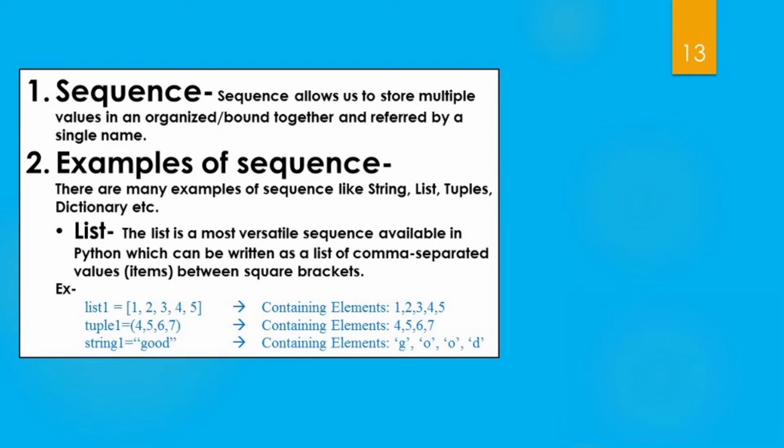The second example is tuple 1, which is containing 4, 5, 6, 7. Tuples are written within parentheses. The containing elements in tuple are 4, 5, 6, 7. There is another sequence, string 1 equal to good. The containing elements are G, O, O, D.